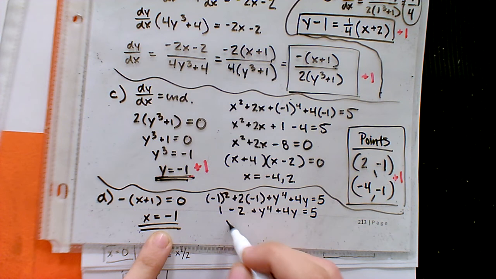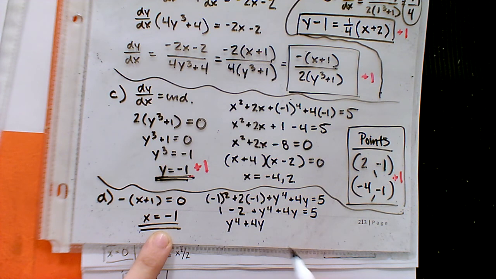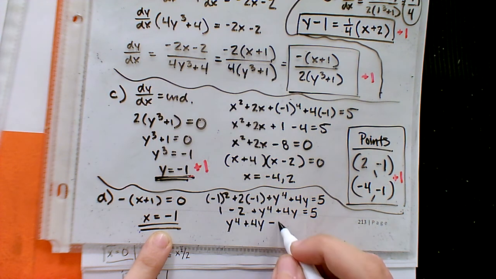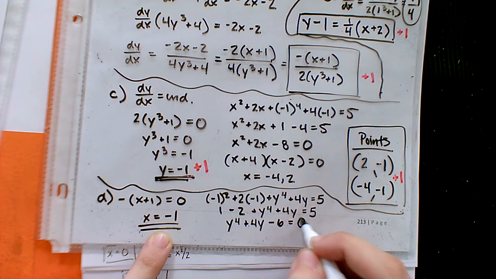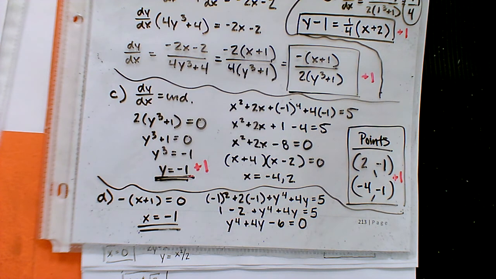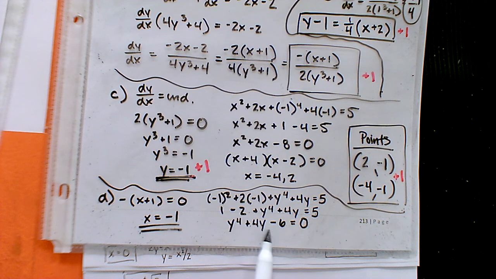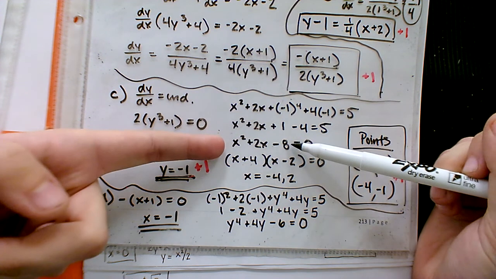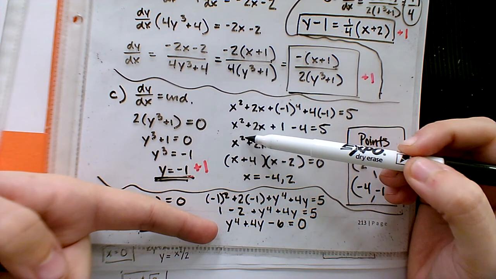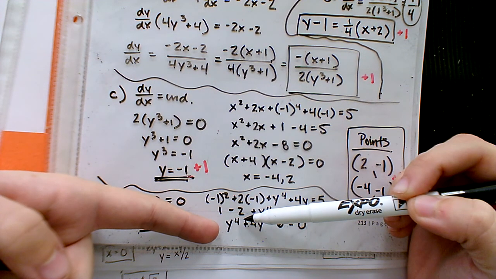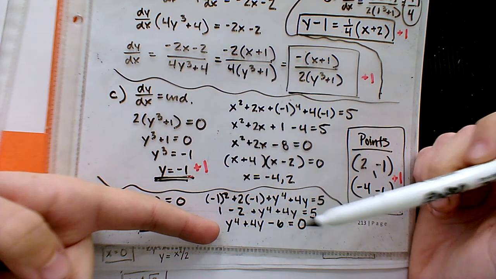So let's see, if we set it equal to 0 like the previous one, y to the 4th plus 4y minus 6 equals 0. Can we factor that? Like the last one? It kind of looks like it, right? The only difference is this was a power of 2, that's a power of 4. Doesn't really work the same way.